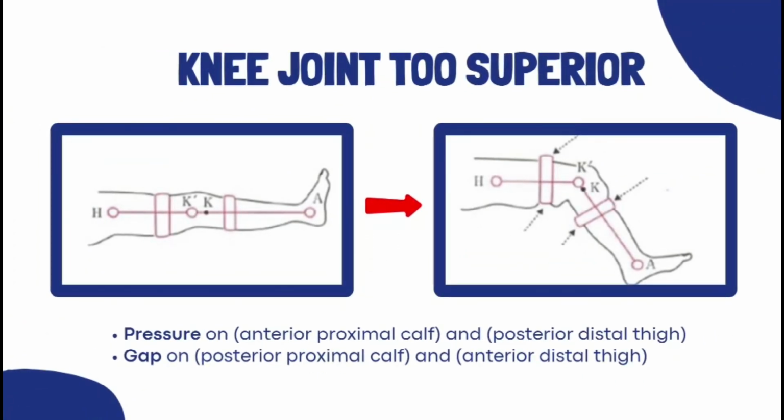And this is if the knee joint is too superior. This is the knee joint too superior, and if the patient flexes the knee with the knee joint too superior, it can create pressure on the anterior proximal calf and then the posterior distal thigh. And there is a gap at the posterior proximal calf. This is the gap, and the gap is also at the anterior distal thigh.